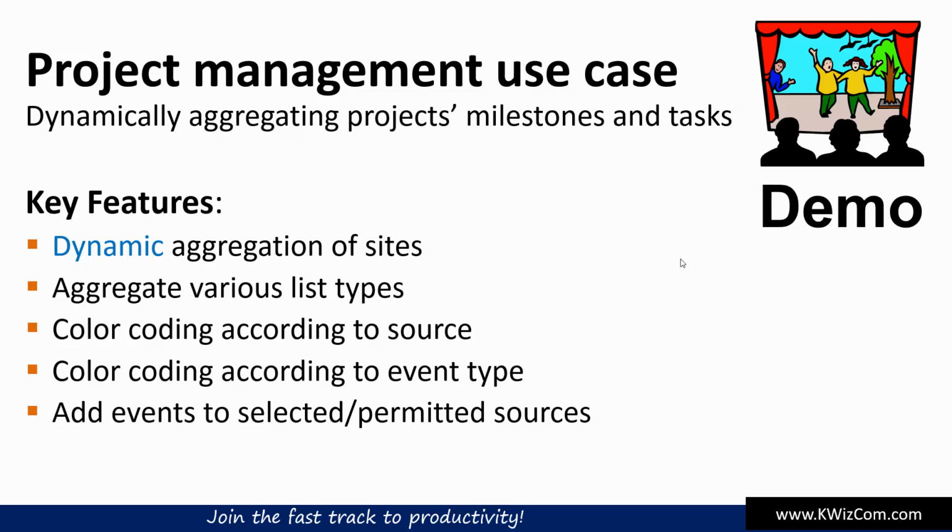Now, you don't want to have to add a new source to the calendar every time a new project is created. This is an overhead. In this scenario, it would be much more convenient if we could dynamically aggregate all the subsites under projects under the project management site. So dynamically aggregate all the project sites which are subsites without having to manually add a source every time someone creates a project. And this is the main thing that I wanted to show here.